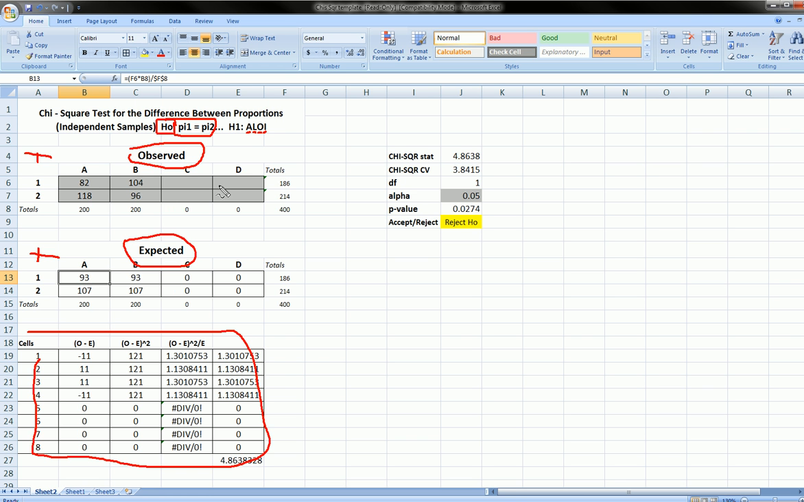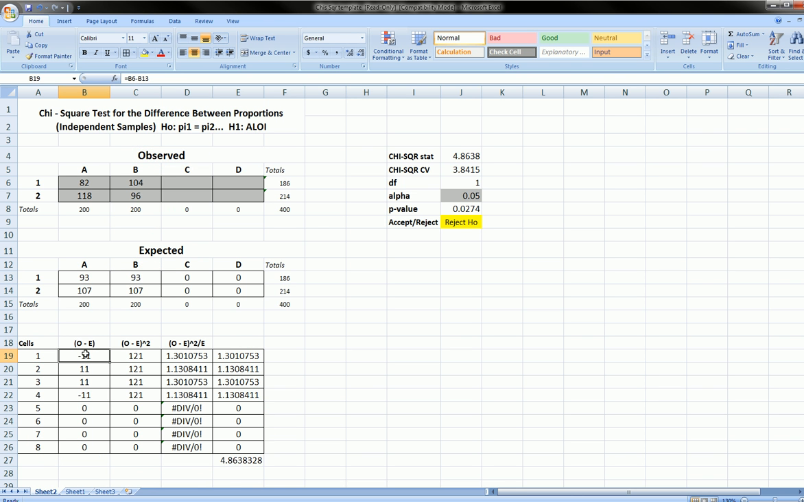That's what H-A stands for. Okay, so let's see what happens. O stands for observed, E stands for expected. We take each observed, so we take this and subtract 93 from it, and we get negative 11. Then we subtract 107 from 118, and we get positive 11. Then we subtract 93 from 104, and we get positive 11. And then finally 96 minus 107, we get negative 11.